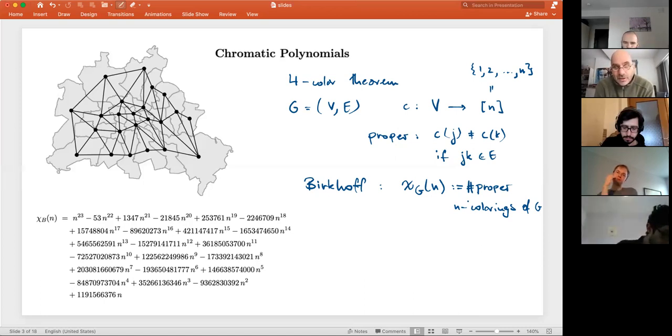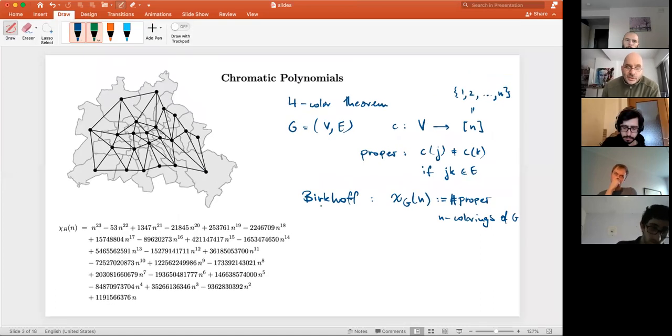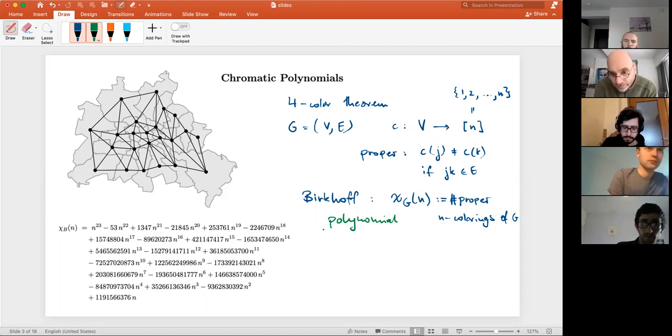So this didn't work out for Birkhoff, but what he did was still good, because he realized that this is a polynomial. This is one of the more famous polynomials in combinatorics. This monstrous polynomial of degree 23 that I wrote down here is for the Berlin map. You're welcome to plug in n equals 4, and you will see that there's a non-zero number, which I forgot. It's a pretty big number.